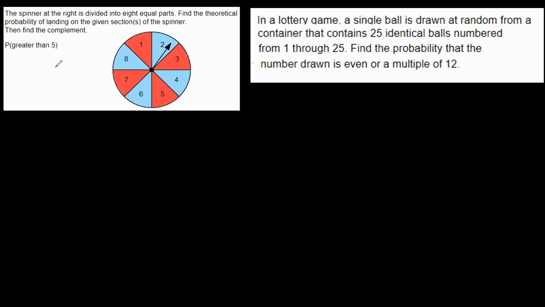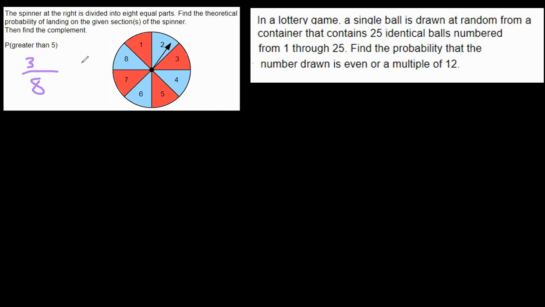The spinner at the right is divided into 8 equal section parts. We're going to find the theoretical probability and then the complement. The probability that we get greater than 5, well, the numbers greater than 5 are 6, 7, and 8. So that would be 3 out of 8 would be the probability that we get greater than 5.